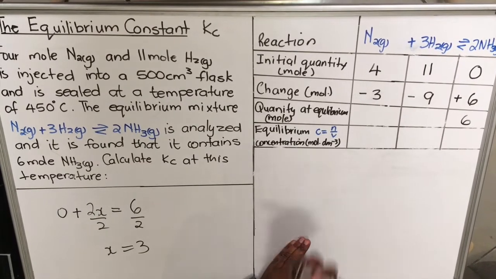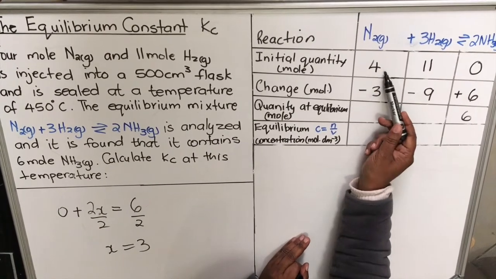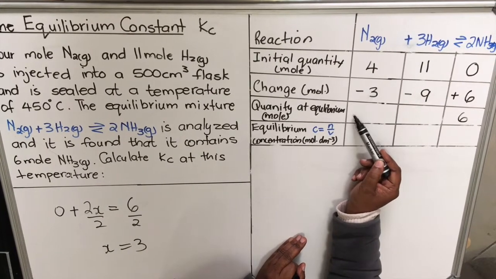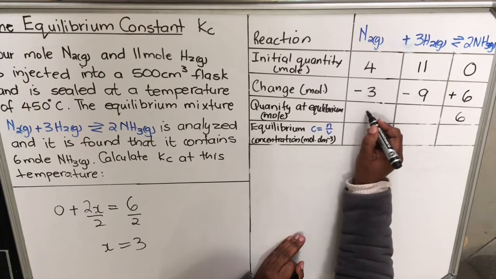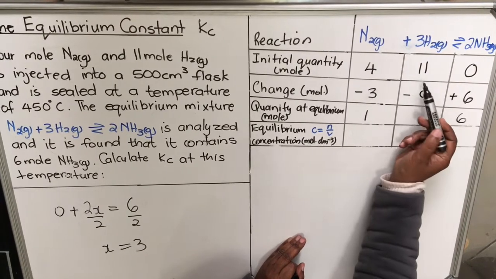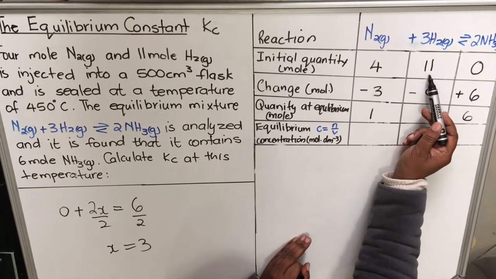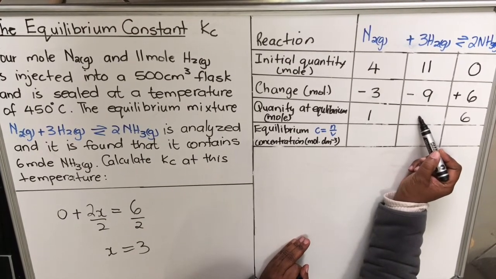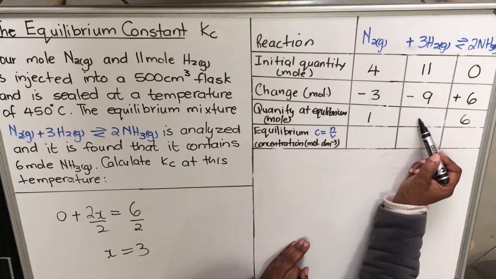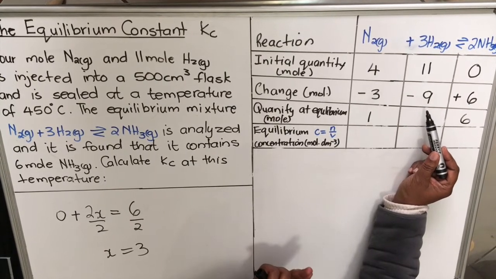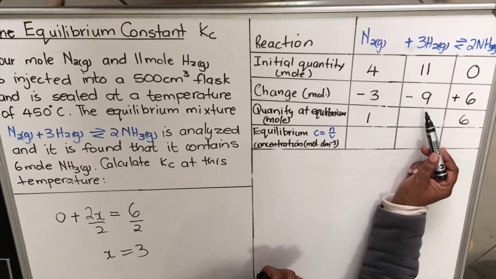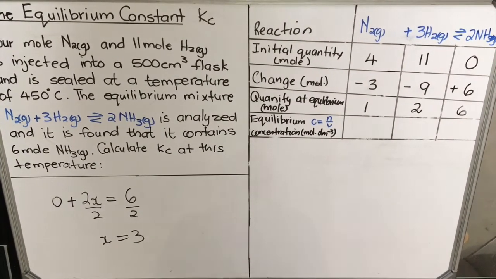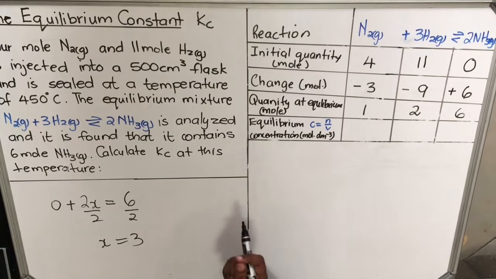What does it mean? You started with 4 moles of nitrogen, and 3 reacted. How many do you have left at equilibrium? 1. You started with 11 moles of hydrogen, and 9 reacted. How many moles do you have at equilibrium? 2. So this is the number of moles that you have at equilibrium.